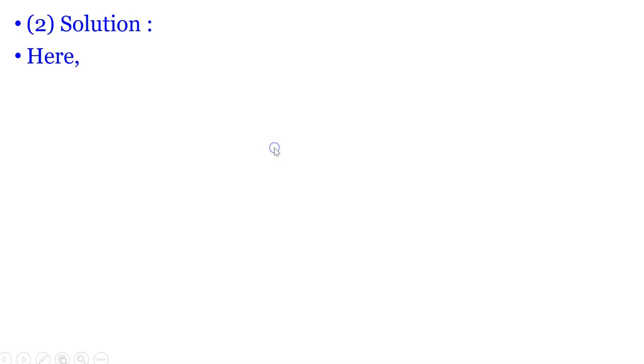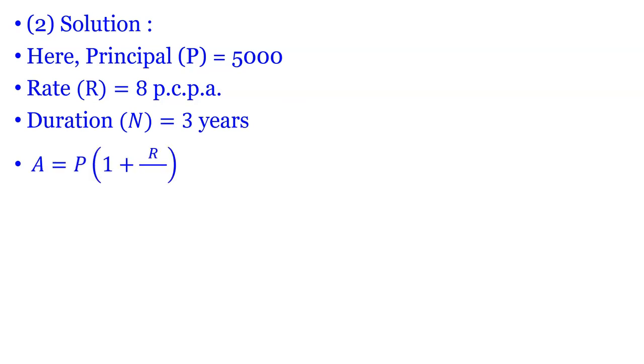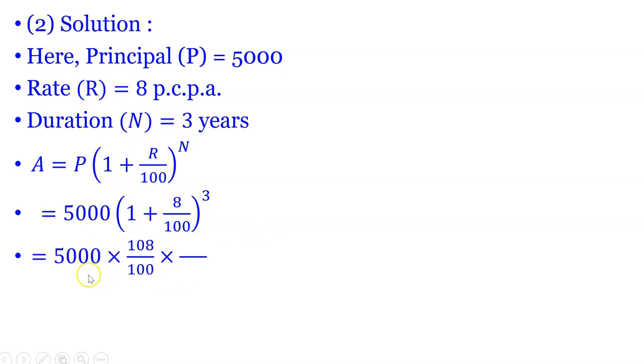For the second example, here the principal is 5000, R is 8% per annum, duration is 3 years. Therefore A is equal to, the formula for the compound interest is A is equal to P (1 plus R upon 100) whole raised to N. Substitute the values, that is 5000 (1 plus 8 upon 100) whole raised to 3. If you simplify it, you will get 5000 into 108 upon 100 raised to 3, and it can be written as 108 upon 100 into 108 upon 100 into 108 upon 100.